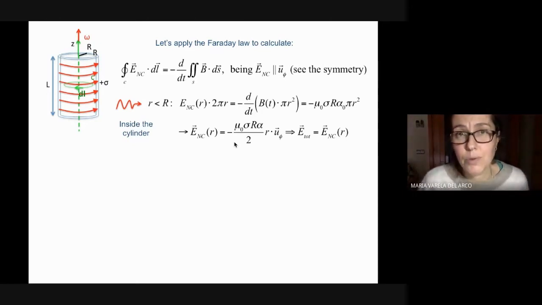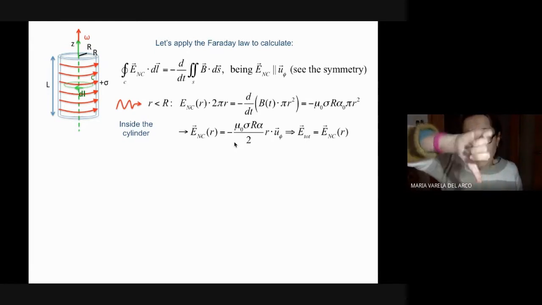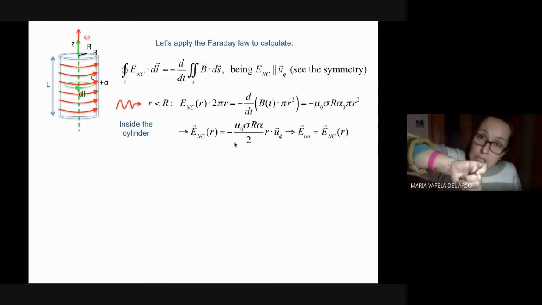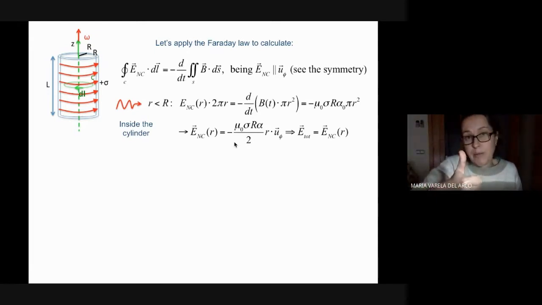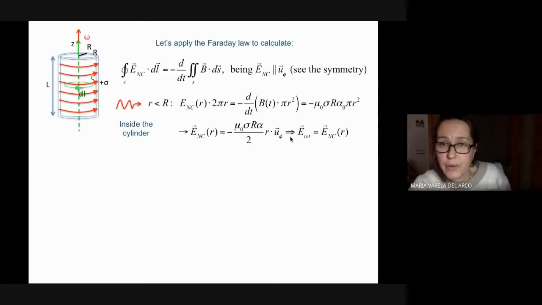See that this field actually circulates in the opposite sense because the magnetic field, the primary field, is increasing with time. The induced Faraday field would be such that it would induce currents if it could, that would try to generate a secondary field opposing the increase of the primary field, and therefore they will have to go clockwise. This is why this comes with a minus u phi at the end of the day.